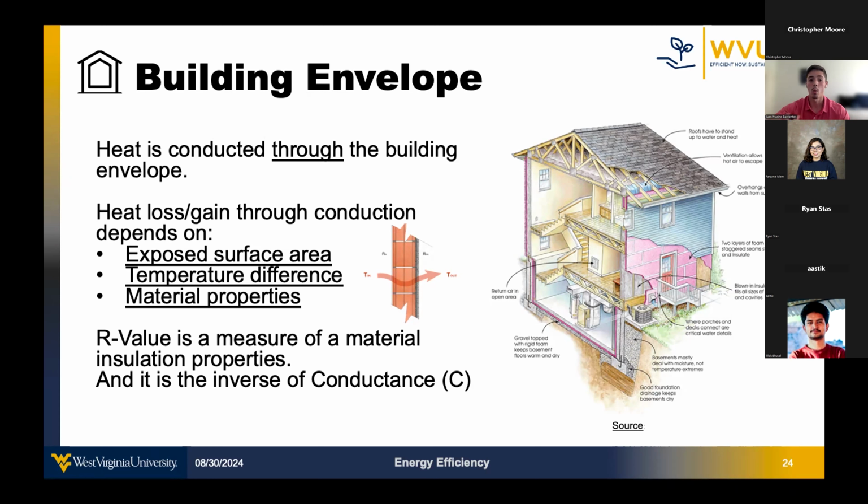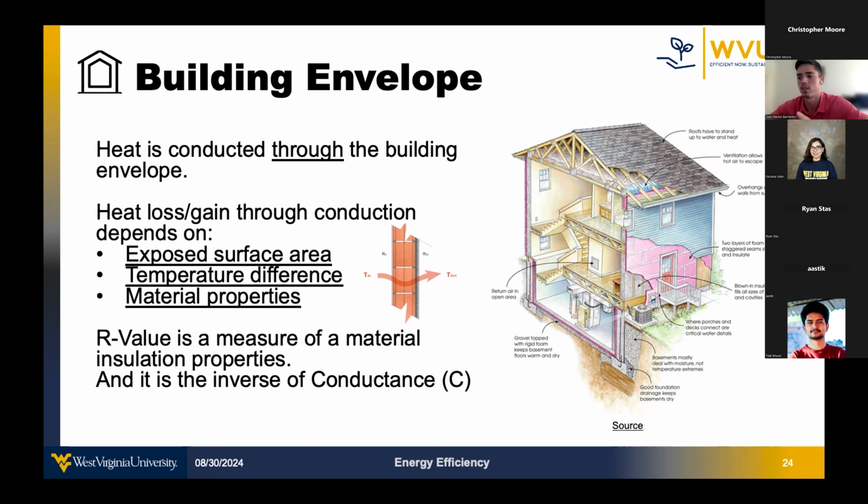To assess how well a material resists heat transfer, we use the R value. The R value is a measure of a material's insulation properties. It's important to note that the R value is the inverse of conductance. So a higher R value means better insulation and less heat conduction.